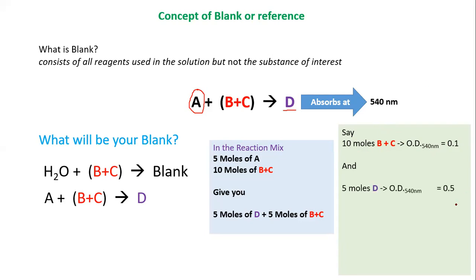While 5 moles of D that you get after 5 moles of A have reacted with 5 moles of B plus C, 5 moles of D that you get has an absorbance of 0.5. How many moles of B plus C are remaining now in your reaction mix? 5 moles. Now, if 10 moles of B plus C give you an absorbance of 0.1, 5 moles of B plus C will give you an absorbance of?